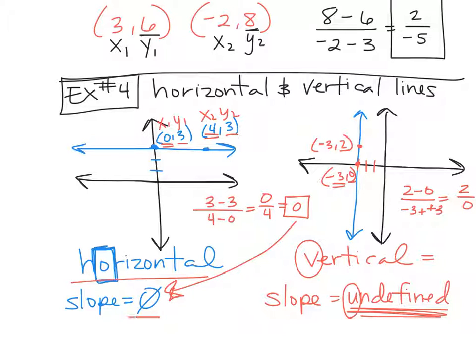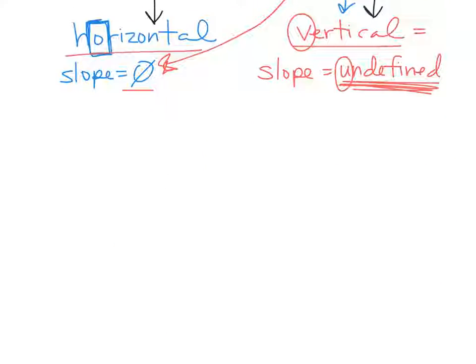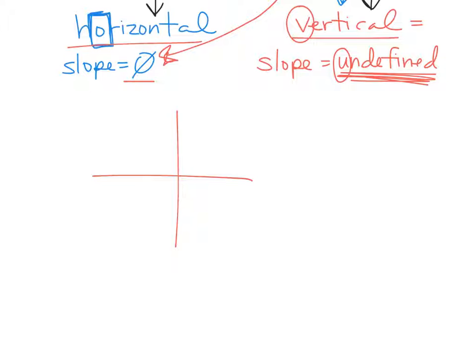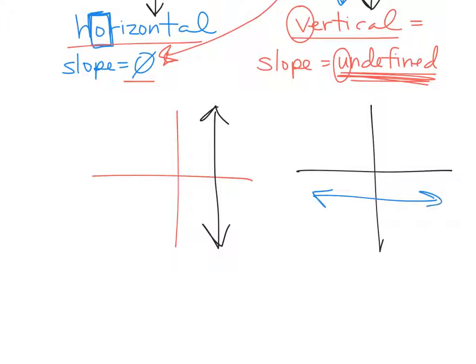So a horizontal line is always 0. A vertical line is always undefined, okay? So tell me this. What is the slope of the black line? 0. Undefined every single time, okay? What is the slope of this blue line? 0 every single time, okay? So any horizontal line will always have a slope of 0. Any vertical line will always have a slope that is undefined, okay? This would be undefined. This would be 0, okay?